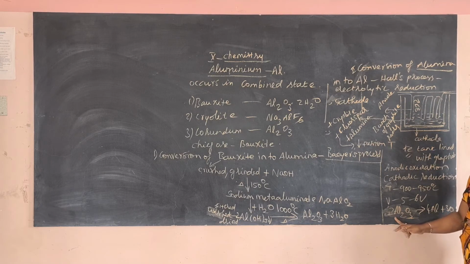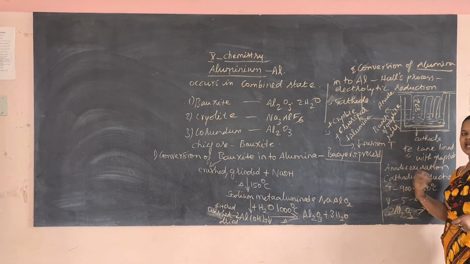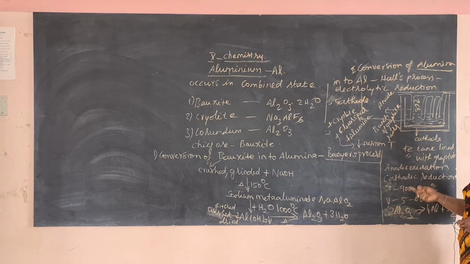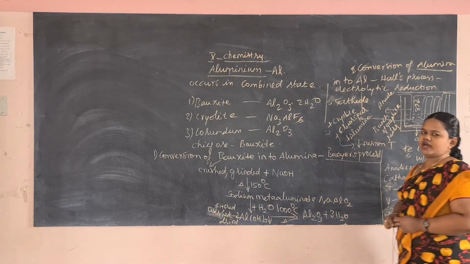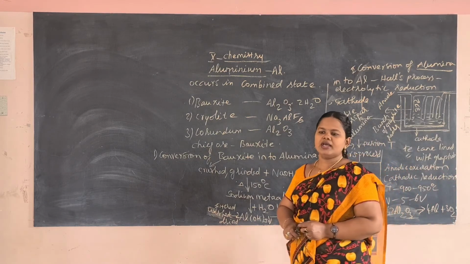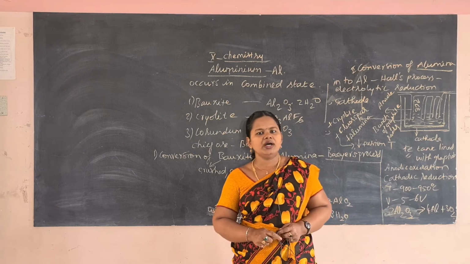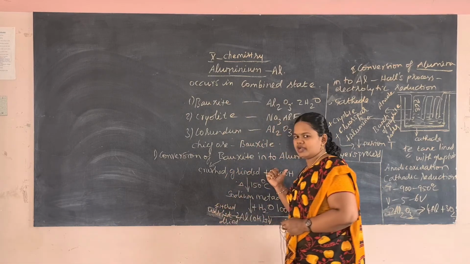So here the overall reaction is what? 2Al2O3 gives 4Al plus 3O2. Before that we can also write the cathode reaction as well as the anode reaction. At the cathode it is reduction, and at the anode it is oxidation. So anodic oxidation and cathodic reduction. So this is the extraction of aluminium.